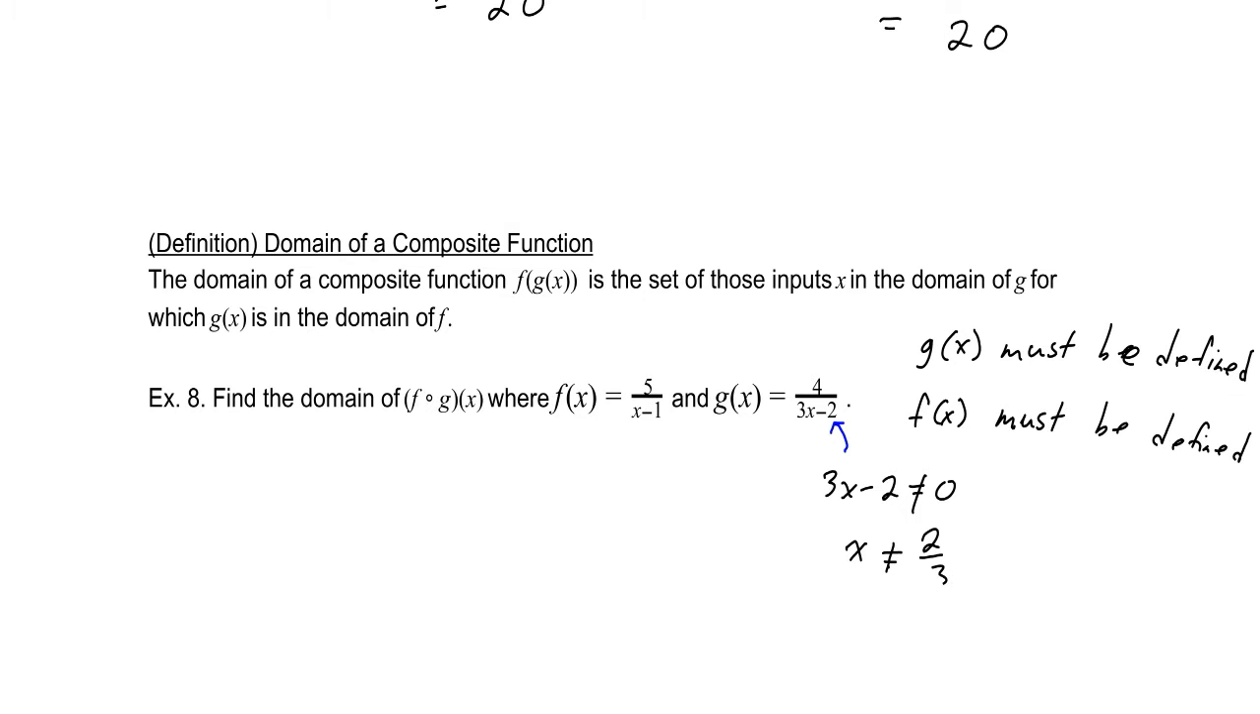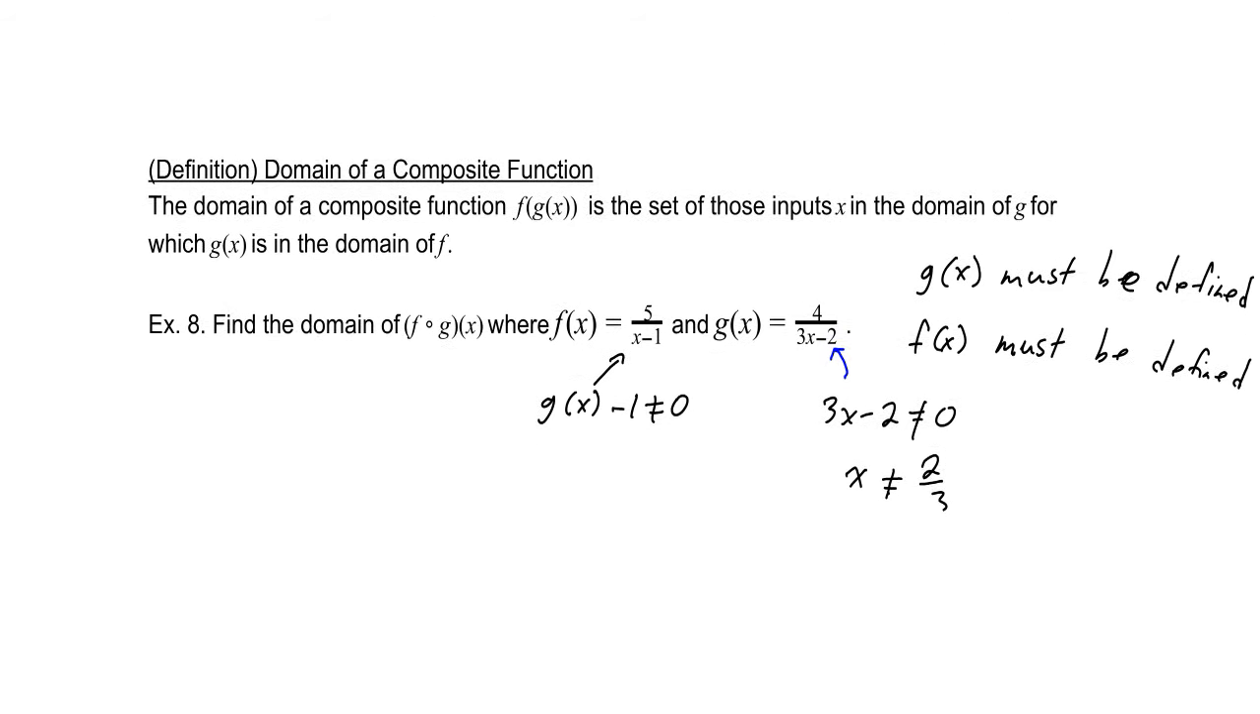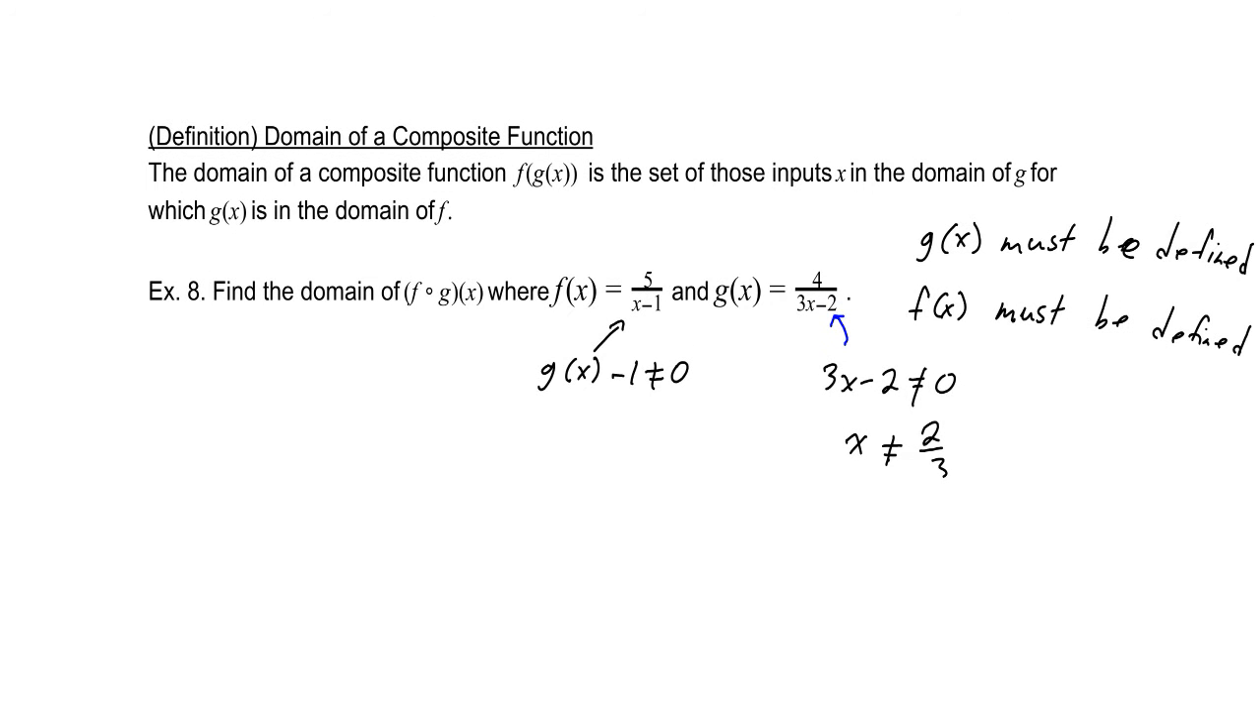Well, the input in that function is g of x. So this actually necessitates that g of x minus 1 must not be 0. That's where it gets a little more complicated. So bring that over here. That means that g of x cannot be 1. So let's find where it is 1.